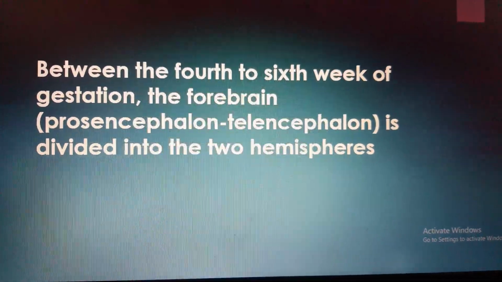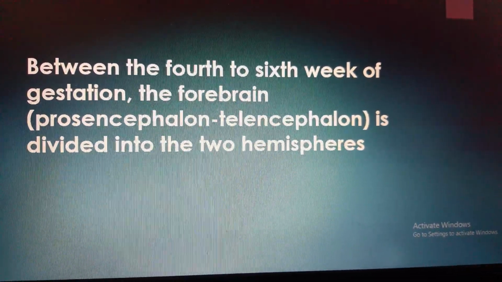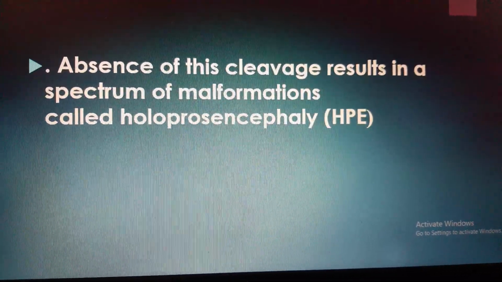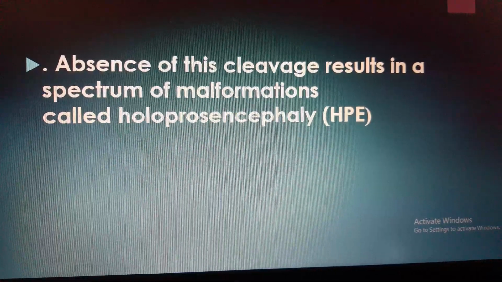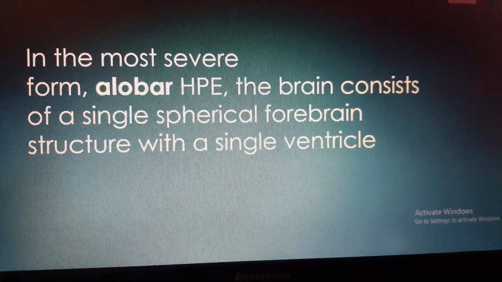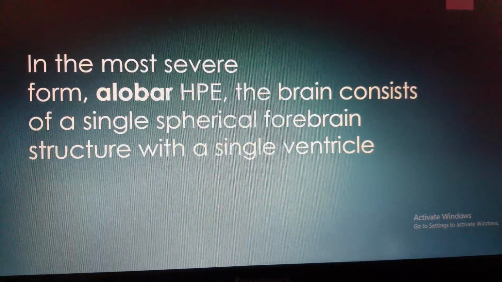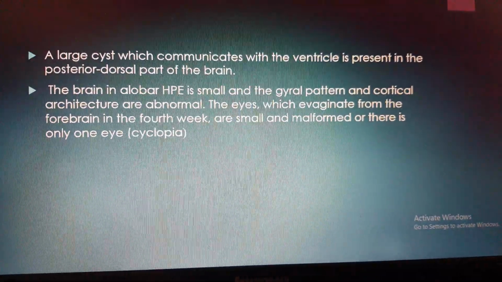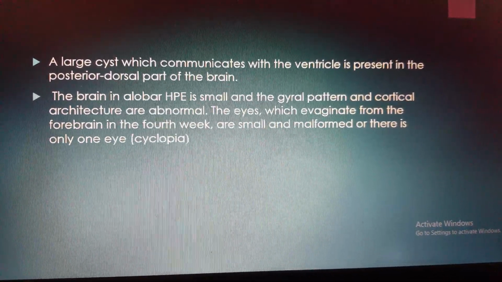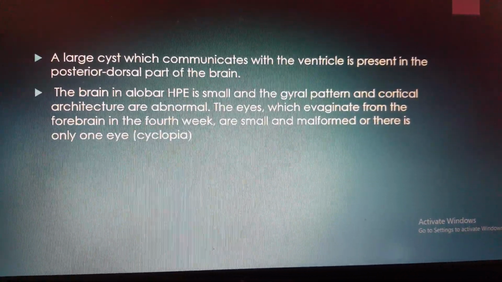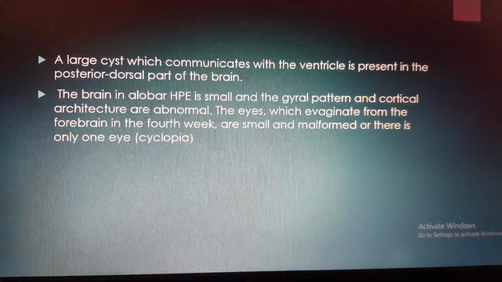Between the 4th and 6th week of gestation, the forebrain, or prosencephalon, telencephalon, is divided into two hemispheres. Absence of this cleavage results in a spectrum of malformations called holoprosencephaly. In the most severe form, alobar holoprosencephaly, the brain consists of a single spherical forebrain structure with a single ventricle. A large cyst, which communicates with the ventricle, is present in the posterior dorsal part of the brain. The brain in alobar holoprosencephaly is small, and the gyral pattern and cortical architecture are abnormal.